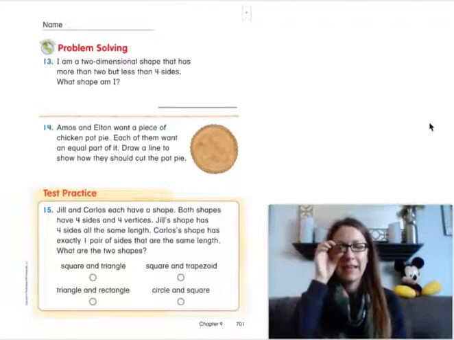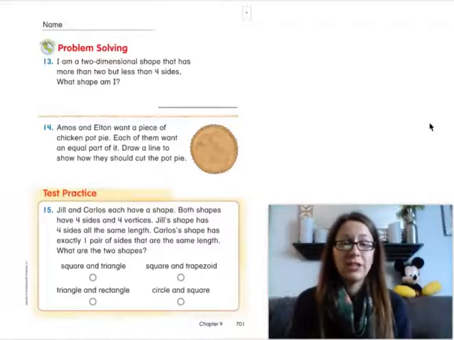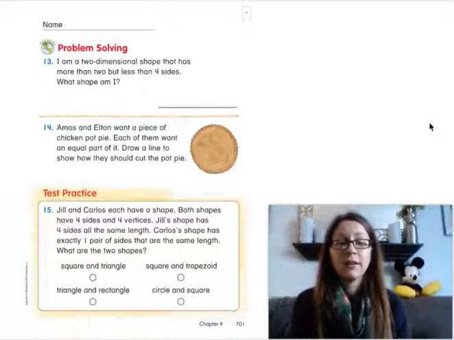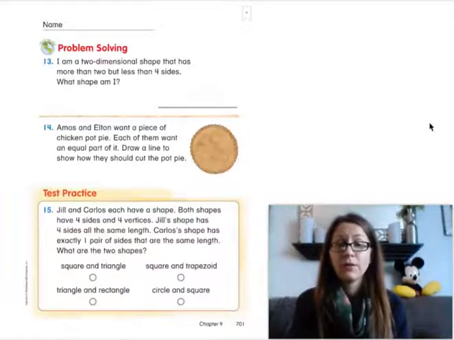All right, number 15. All we have to do is bubble in your correct answer, and I will read you all 4 choices as well. Number 15 says, Jill and Carlos each have a shape. Both shapes have 4 sides and 4 vertices. Jill's shape has 4 sides all the same length. Carlos's shape has exactly 1 pair of sides that are the same length. What are the 2 shapes? Here are your 4 choices. Square and triangle, square and trapezoid, triangle and rectangle, circle and square.